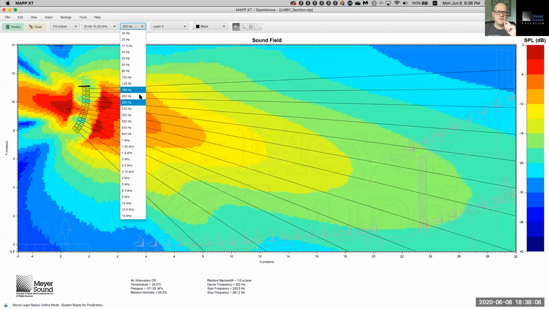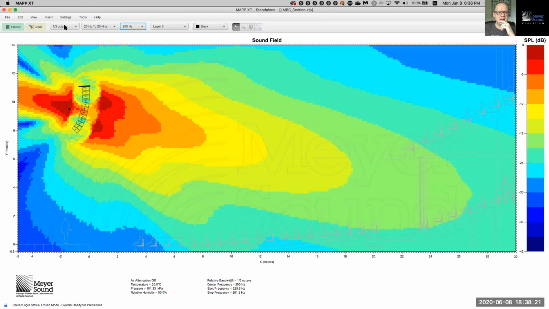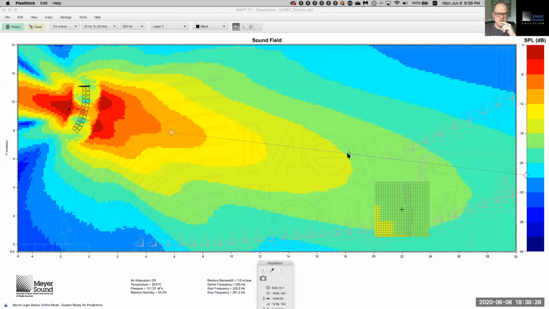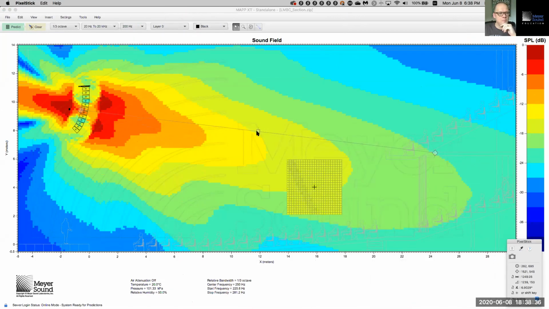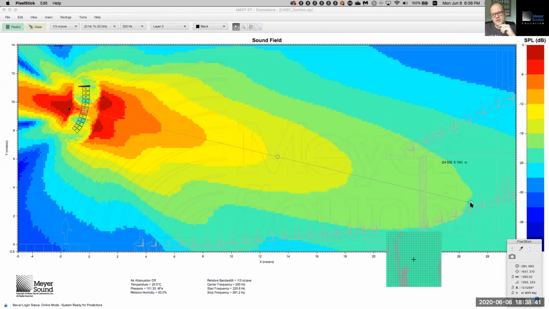Now, there is an interesting thing that I would like to point out to you, which is that the orientation of this beam is always perpendicular to the overall orientation of the array. Let me hide the center lines for a while and bring up a tool which some of you might have seen me use before, which is Pixel Stick. Pixel Stick allows you to measure the distance between two pixels on your screen. But what it allows me to do is put one point at the origin of the array and the other point along the general direction of the beam.